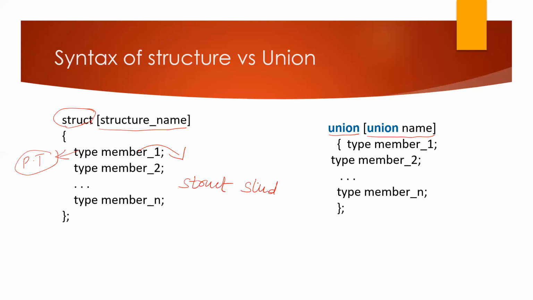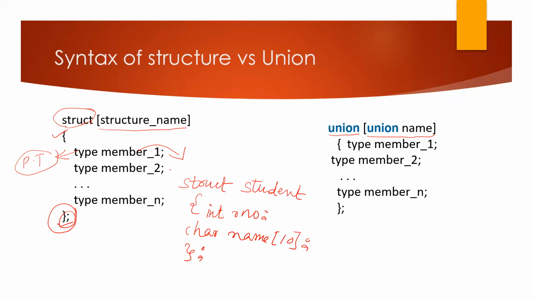Okay, student, open bracket, data type. Suppose I want to write a roll number, that is an integer, int roll number, and a character, that is a name. Now close. Remember, an important point: open bracket is there, close bracket is there. With this, the semicolon is a very, very important thing. So this is called a structure.